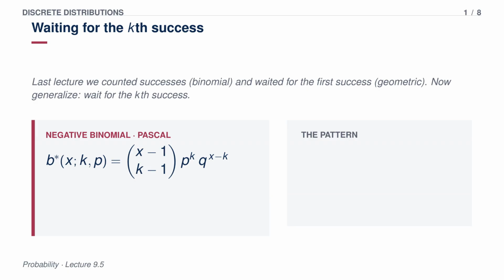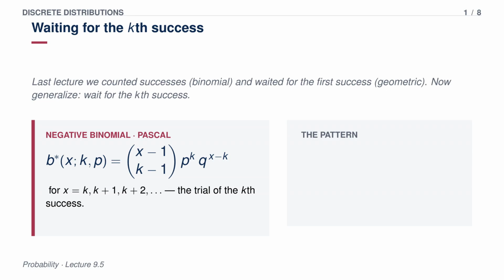Let's name the first one, waiting for the kth success. It's called the negative binomial, and here's its formula. B star of x, k, p, equals x minus 1, choose k minus 1, times p to the k, times q to the x minus k. And x runs from k upward. K, then k plus 1, k plus 2, and so on.